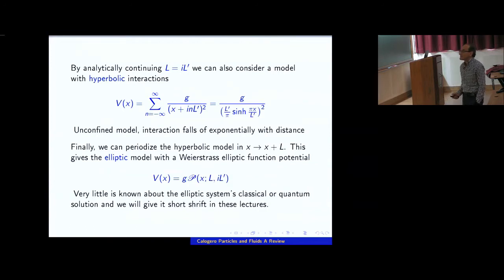Weierstrass elliptic function. And that model, which depends on 2 parameters, L, the real periodicity, and L prime, the periodicity in the imaginary domain, if you wish, is the most general type of 2-body potential that you have within this Calogero family of models. It contains everything else as a limit. Take this L or L prime to go to infinity and you recover the various other limits. However, it's also one of the most challenging models to solve. Very little is known explicitly about it, either classically or quantum mechanically. And in these lectures, we will give it rather short shrift.